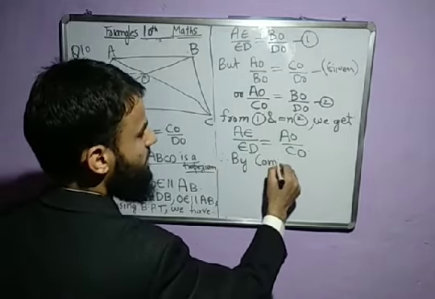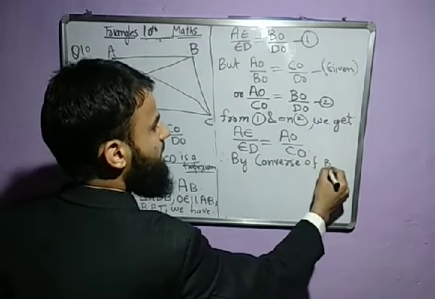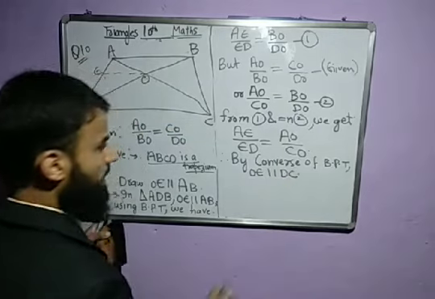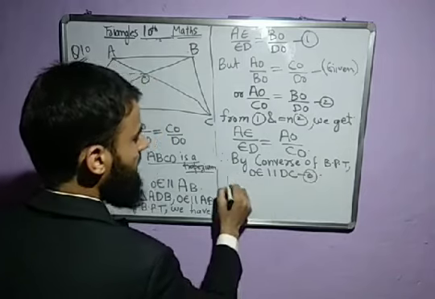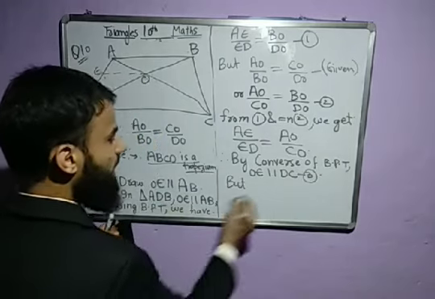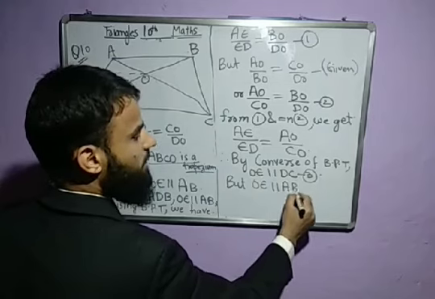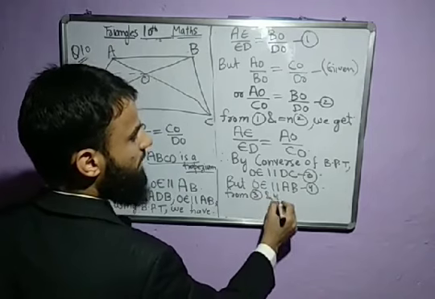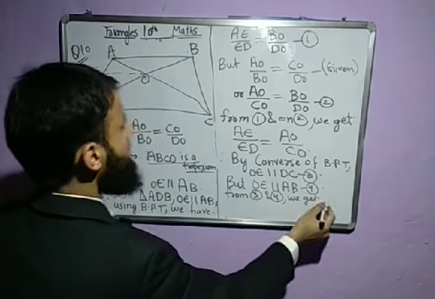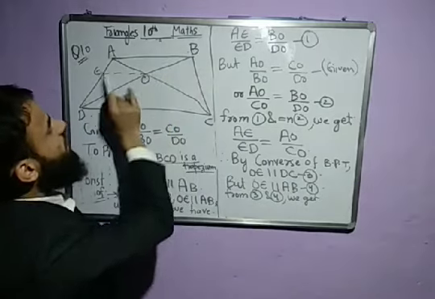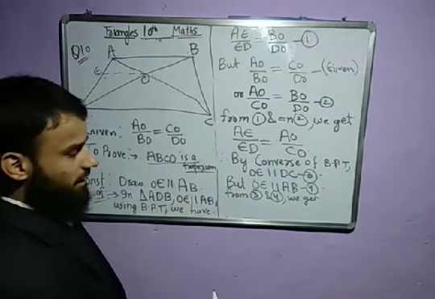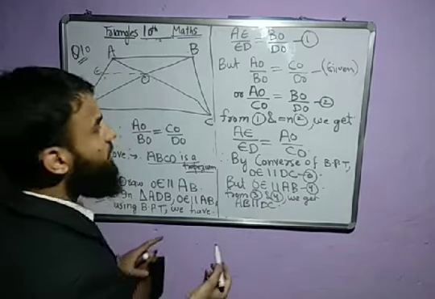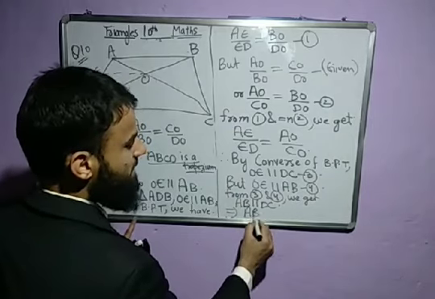Therefore, by the converse of BPT, OE is parallel to DC. Keep it equation 3. But by the construction, OE is parallel to AB. So keep it equation 4. So from third and fourth, I can say OE is parallel to AB and OE is also parallel to DC. It means AB should be parallel to DC. And when AB is parallel to DC, it implies that ABCD is a trapezium.